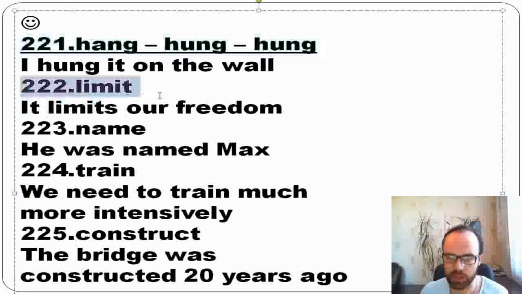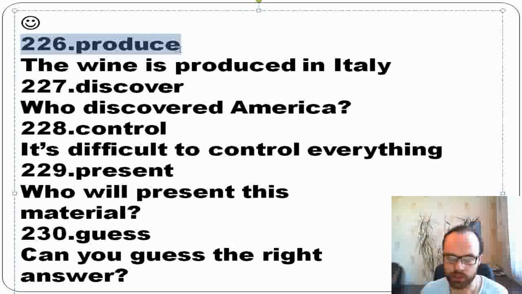Limit. It limits our freedom. Name. He was named Max. Train. We need to train much more intensively. Construct. The bridge was constructed 20 years ago. Produce. The wine is produced in Italy. Discover. Who discovered America? Control. It's difficult to control everything. Present. Who will present this material? Guess. Can you guess the right answer?